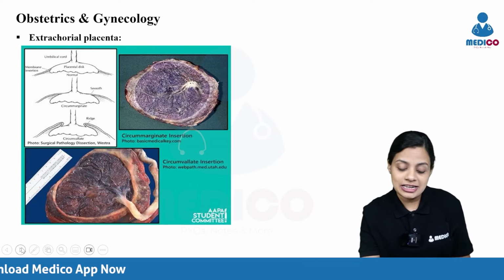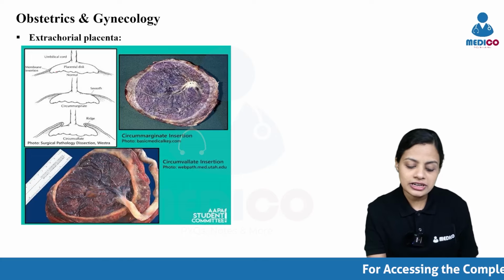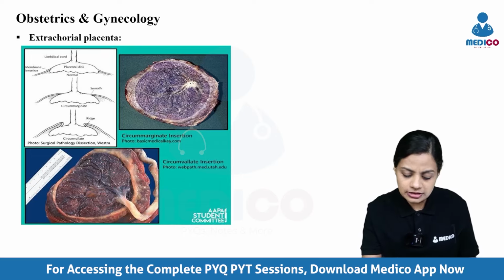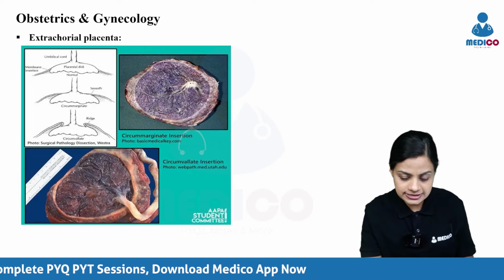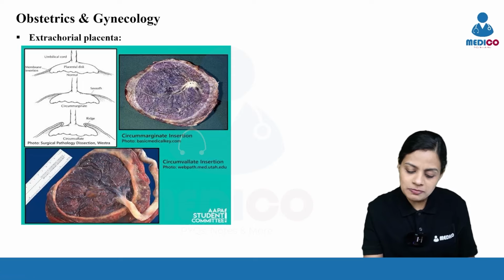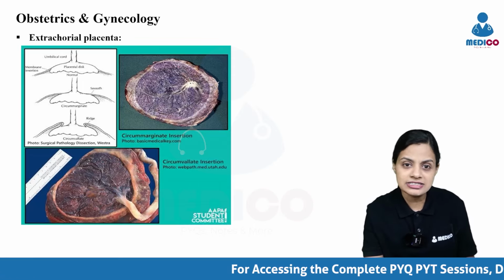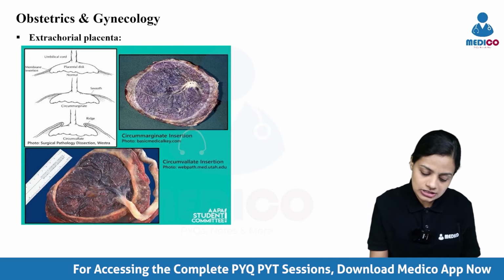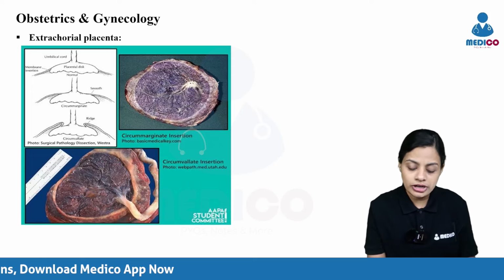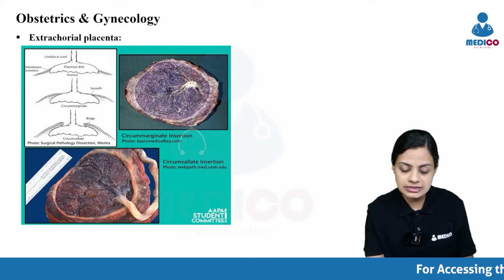This is one that is an examiner favorite, an extracorporeal placenta. This is the usual attachment of the placental disc. Now, here, these are the two varieties of an extracorporeal placenta. Here the chorionic plate is covered by a single layer of amnion and chorion. This is called a circummarginate insertion. Here, the chorionic plate is covered by a double layer of amnion and chorion. This is the circumvallate insertion, two different varieties of placenta.